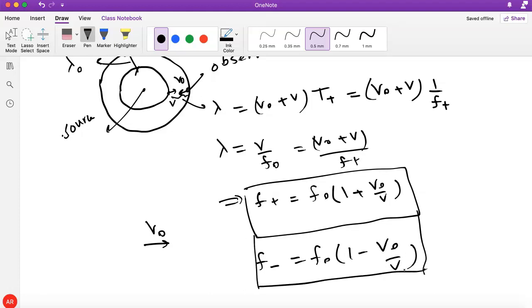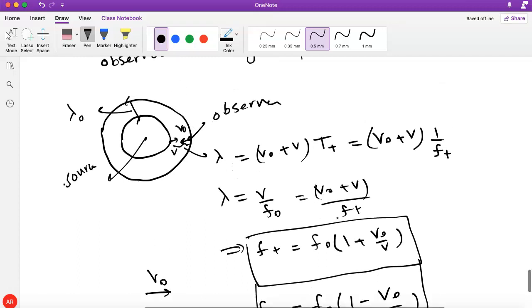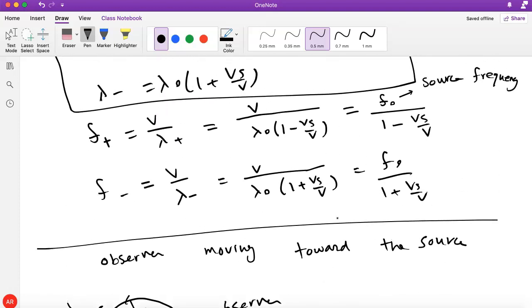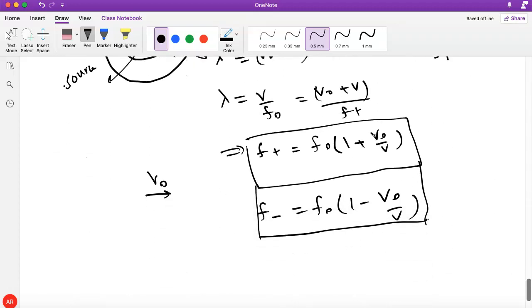So we looked at 2 different scenarios. One is the source is moving either toward an observer or away from the observer. In the second scenario, the observer is moving either toward the source or away from the source. And in both cases, we found expressions for the frequency perceived by the observer. In the first case, as a function of the frequency of the source, the speed of the source, and the speed of sound propagation in the medium. In the second case, as a function of the speed of the observer, the speed of sound propagation, and the frequency of the source.